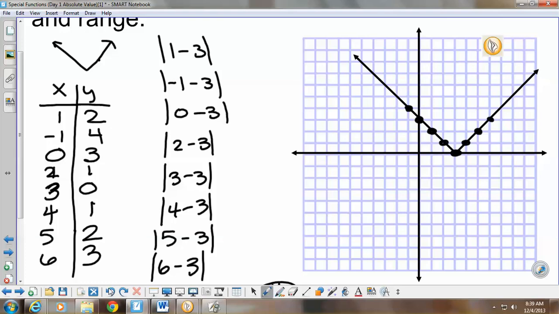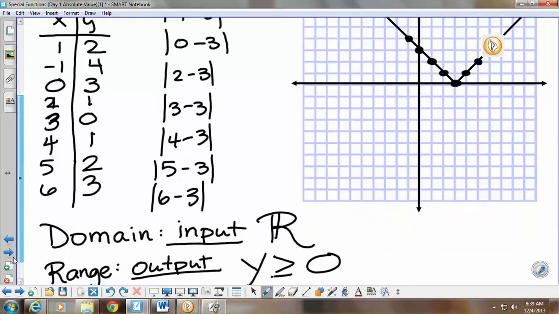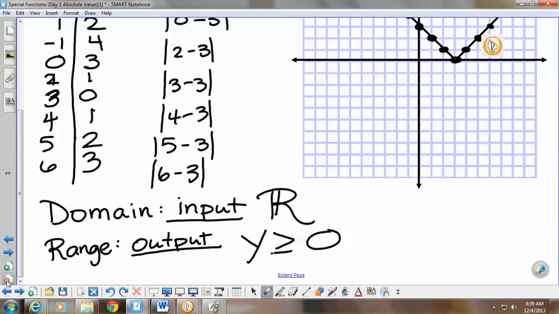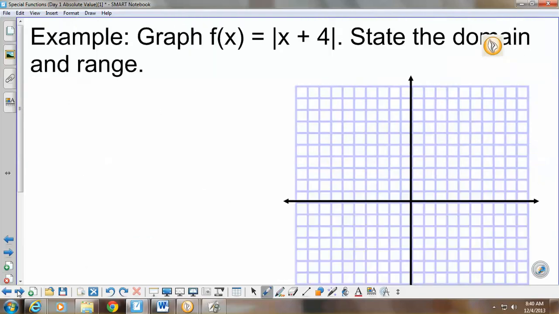Do the same thing with the other side of your V here on the left side. Could I put in -2? That matches my graph. What about -3? Yes. Okay. We can put anything we want into these functions. The domain is always going to be all real numbers. The range is going to vary based on your graph. So today I'm looking for you to graph with the domain and the range. Let's look at another one together.